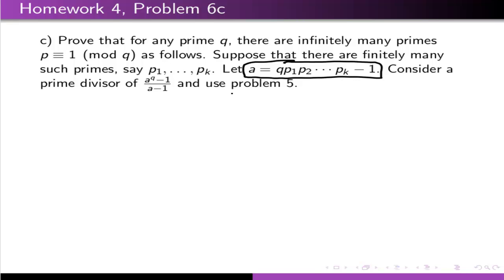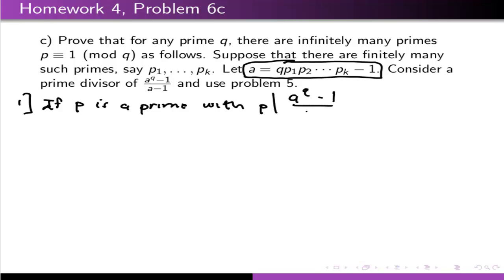So think of this as 4 steps. In step 1, if p is a prime divisor, p is a prime, dividing a to the q minus 1 over a minus 1, show that that implies p is a divisor of a to the q minus 1. That's very trivial.